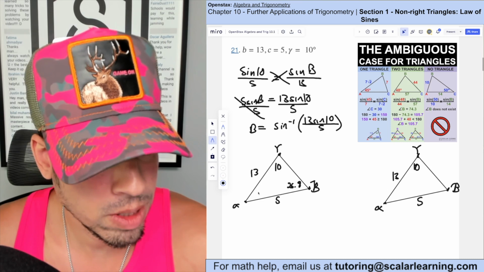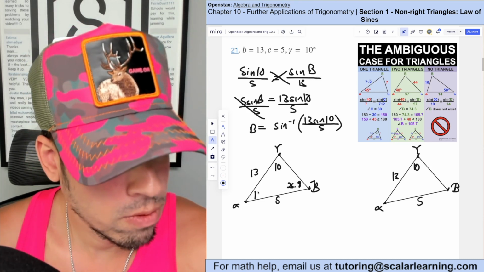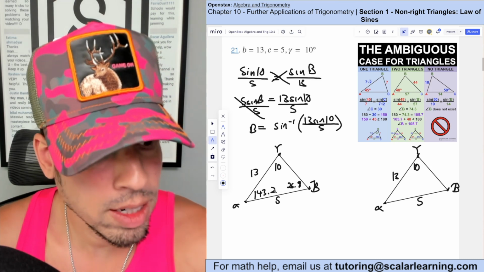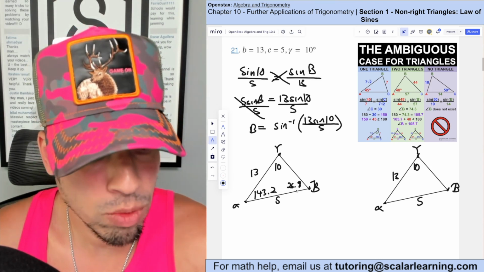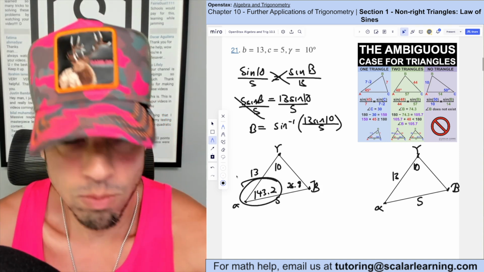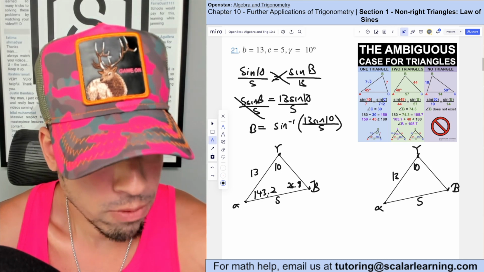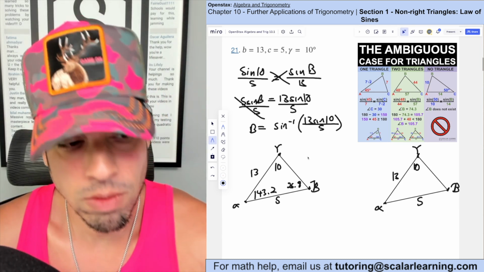And then we can figure out from the triangle angle sum theorem, the remaining angle would be 143.2. So how did I get that? Because 10 plus 26.8 is 36.8. And to get up to 180, which is the triangle angle sum theorem, we need to have a remaining 143.2. But you could use a calculator if you need to verify that.